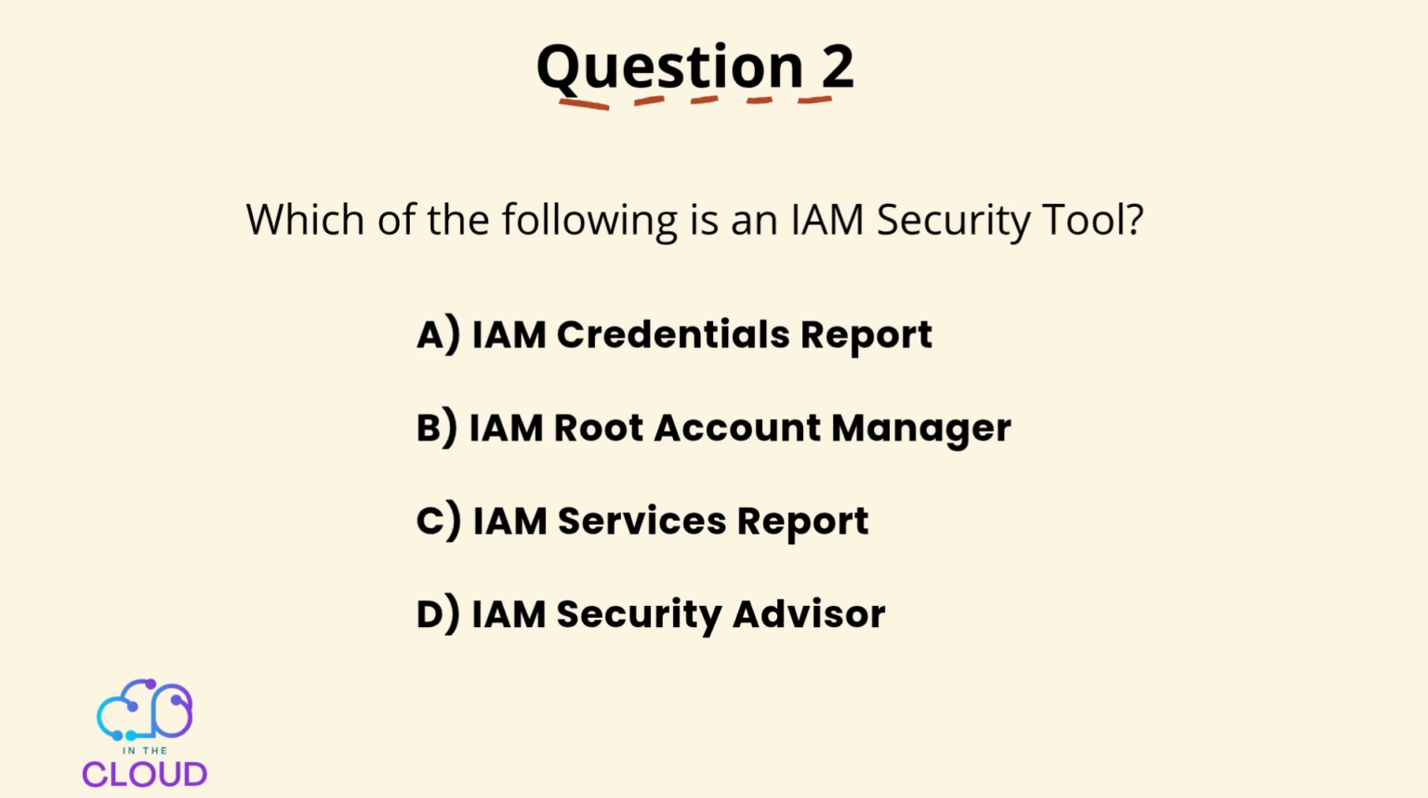It's a distractor. In fact, in AWS, we have a service called IAM access advisor. In short, we have two IAM security tools: IAM access advisor, which operates at user level and shows the service permissions granted to a user and when those services were last accessed, and IAM credentials report. So in this scenario, the good answer is A, IAM credentials report.